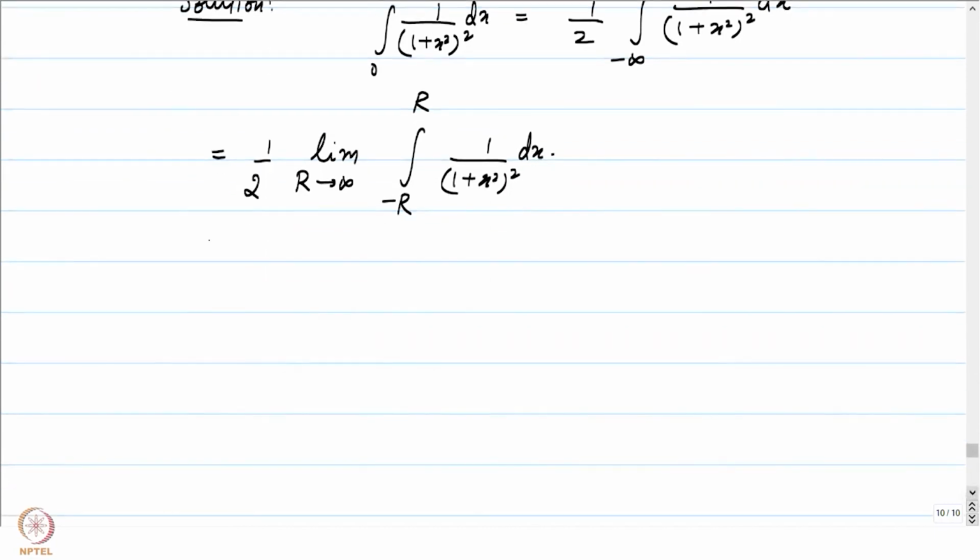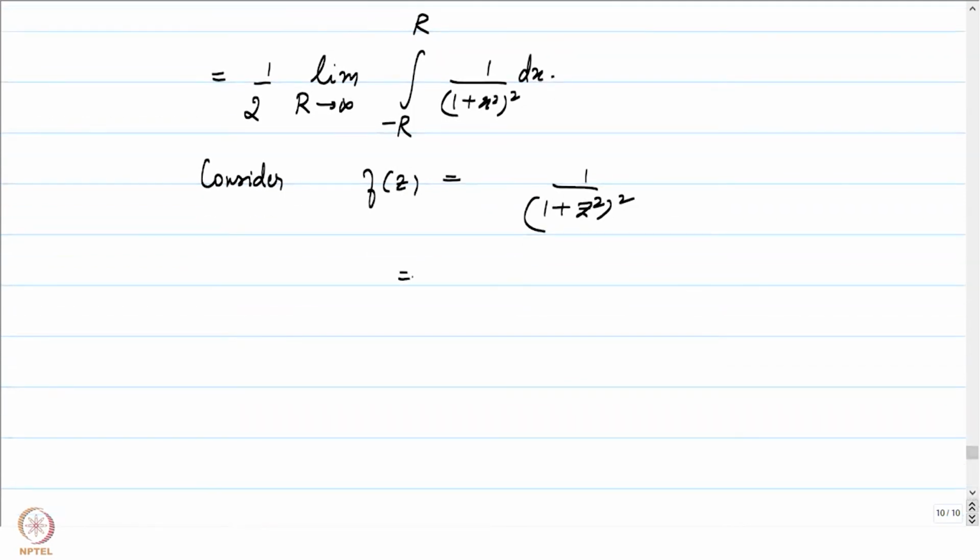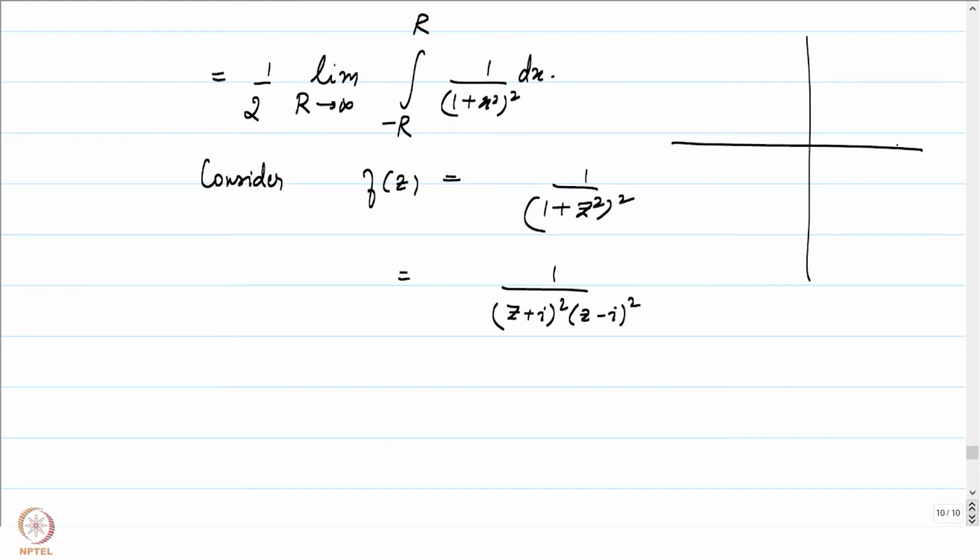Let's now consider the function f of z to be 1 by (1 plus z square) the whole square. There is nothing surprising with the function, it's just the function from above that we are interested in. Notice that this is just (z plus i) the whole square into (z minus i) the whole square, since z square plus 1 can be written as (z plus i) into (z minus i), and this is precisely what we are interested in, right? If you now draw the picture, the poles of this particular function are at i and at minus i.